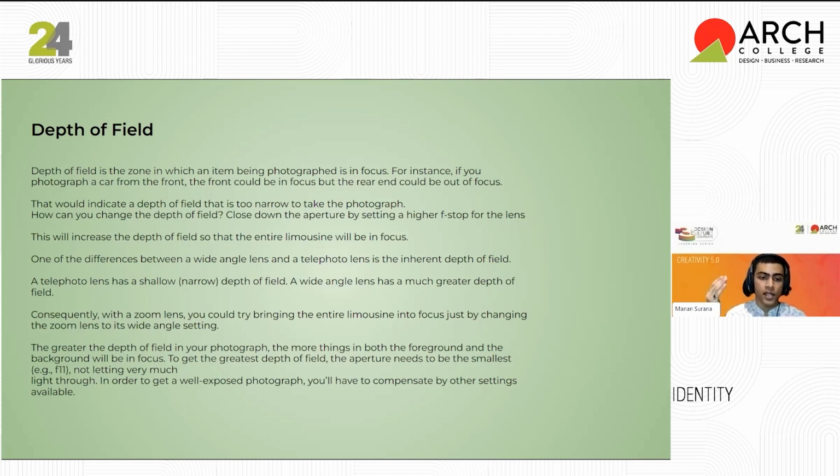Subsequently, with a zoom lens, you could try bringing in the entire limousine into focus just by changing the zoom lens to its wide angle settings, right? Just to give you an example, the greater the depth of field in your photograph, the more things in both the foreground and the background will be in focus. To get the greatest depth of field, the aperture needs to be the smallest, not letting very much light through. In order to get a well exposed photograph, you'll have to compensate by other settings, like I said.